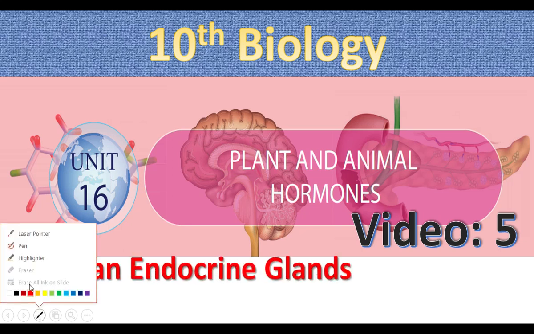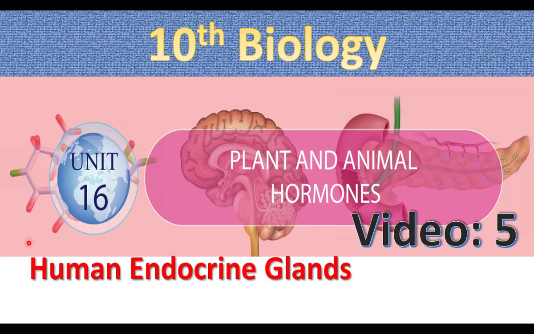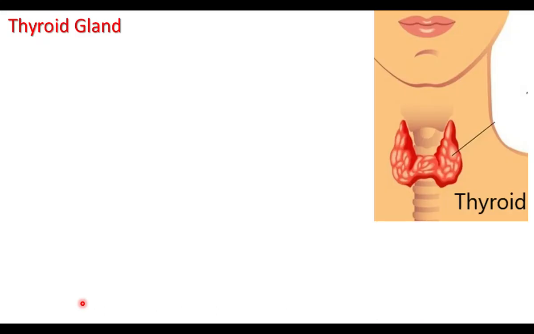Already we discussed about the pituitary gland under the heading human endocrine glands. In this part, we shall discuss another endocrine gland, the thyroid gland. The thyroid gland is found in the neck region. Thyroid glands are found on the sides of the trachea.